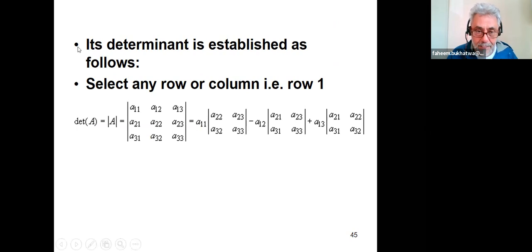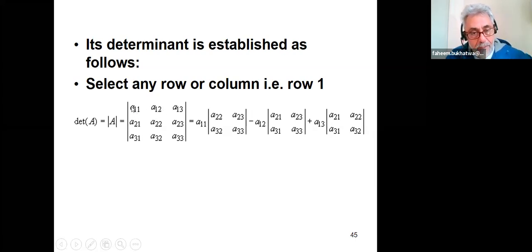If we select the top row, then we have to get the following numbers. So we start with A11. Imagine A11 is a cross between this row and this column. So if you hide this row and this column, you're left with this matrix. So it's like saying A11 multiplied by this little matrix.